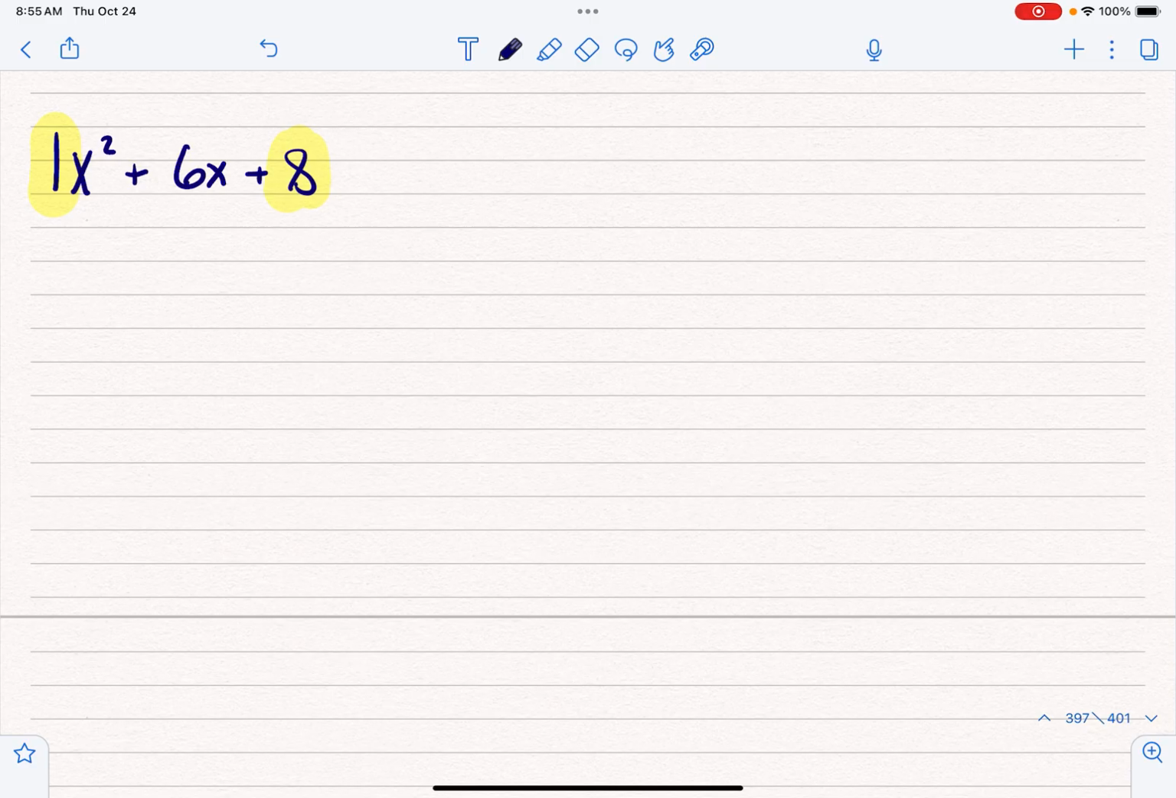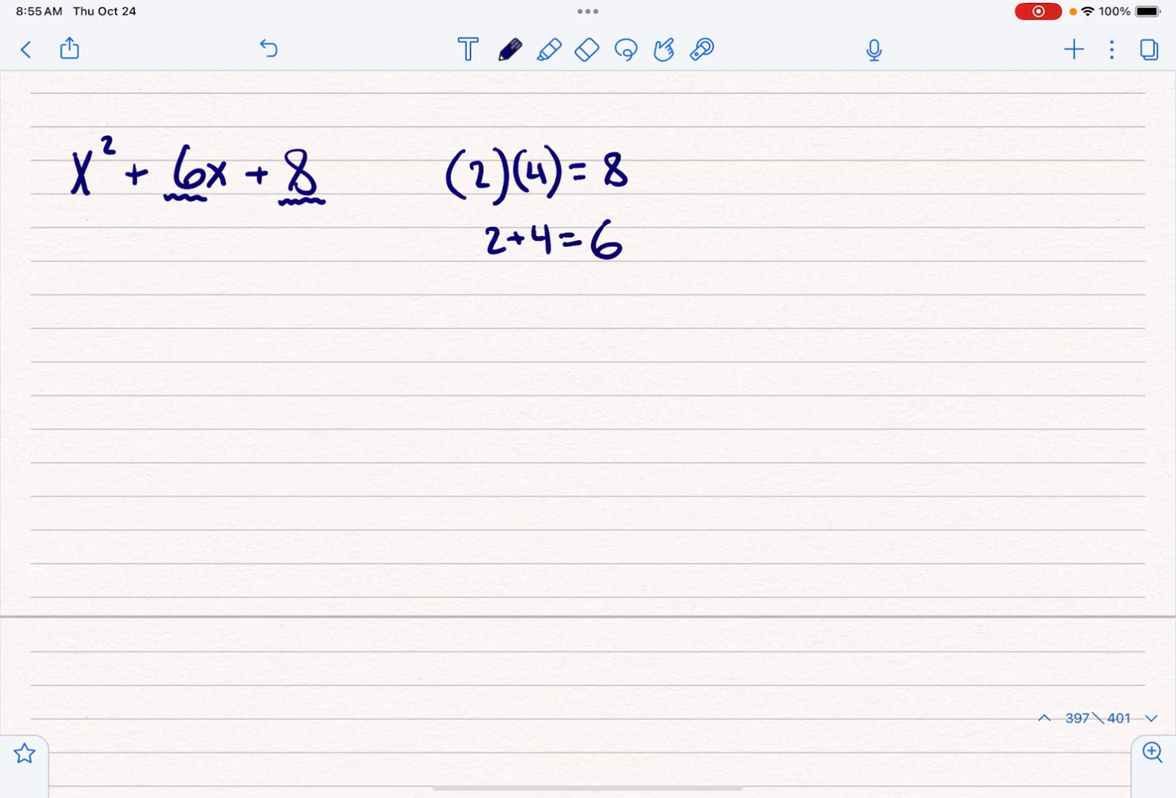1 times 8 is 8. But ultimately, that's just this little trick that we are going to do. Right now, it doesn't really matter because we didn't have anything there except a 1. So we're going to say, what are the factors of 8 that add up to be 6? What are the two numbers that multiply together to give me 8, but when I add them, I get 6? And the answer would be 2 and 4, because 2 times 4 is 8, and 2 plus 4 is 6.